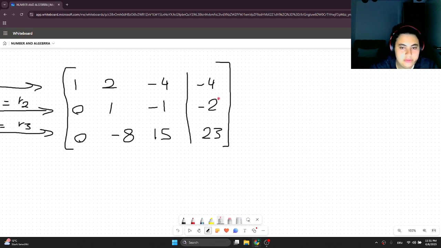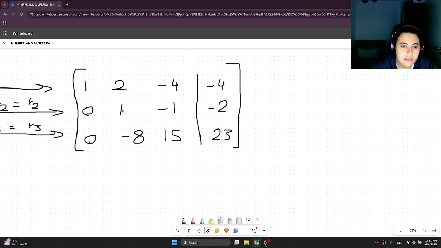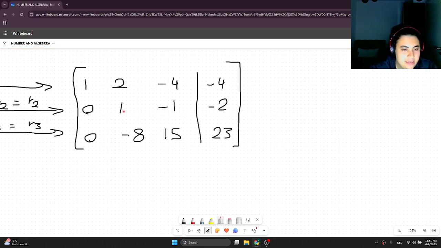So instead, I'm going to use row number 2 because look at this. We have a 0 right here. Anything multiplied by 0 is going to be 0. So therefore, I'm going to take this value over here. What am I going to multiply it by? I'm going to say this is going to be 8.